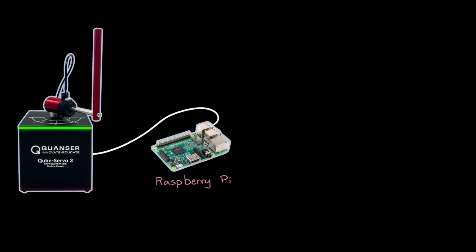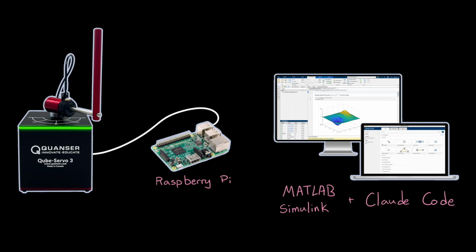Okay, the goal here is to control a physical system. In this case, a Quanser Qube-Servo, which is an inverted pendulum, and it's connected to a Raspberry Pi running embedded control software. I also have a development machine running MATLAB and Simulink, and an Agentic AI tool, which in this case I'm using Claude Code.